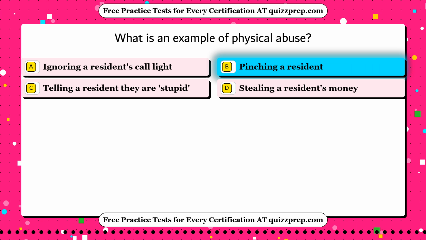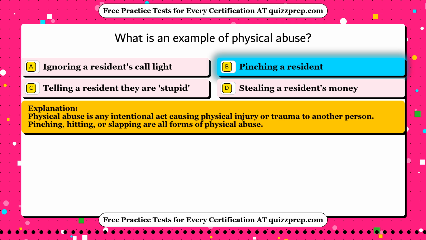The correct answer is option B. Pinching a resident. Physical abuse is any intentional act causing physical injury or trauma to another person. Pinching, hitting, or slapping are all forms of physical abuse.